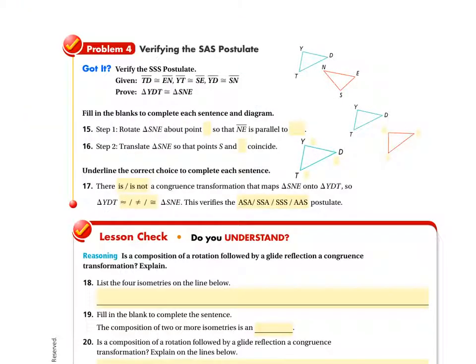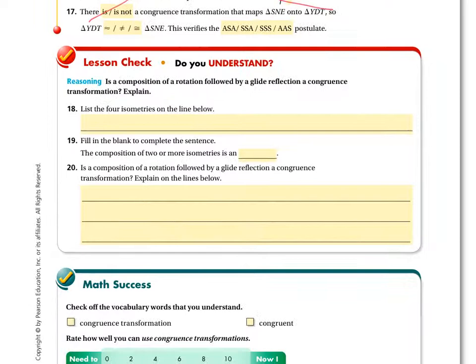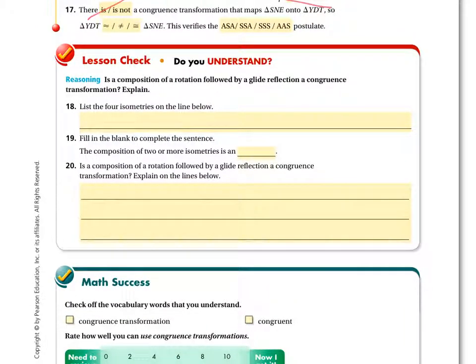Then look at page 4. Here's how you're going to remember that you know and love me. Verifying. What does that mean? Yay! Right? So we're not going to do proofs in this particular section. All right? So last thing I want you to do is a lesson check. You're going to do the lesson check on your own.